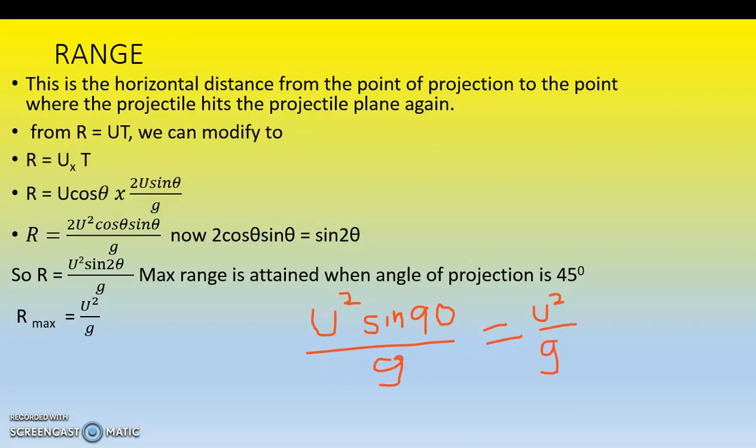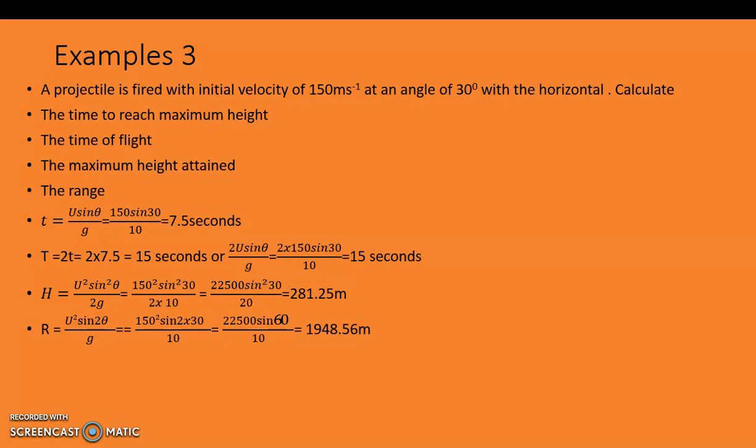Now to know maximum range and the formula for range, we can go ahead to solving questions under projectiles when the angle of projection is involved. So example 3. A projectile is fired with initial velocity 150 meters per second at an angle of 30 degrees with the horizontal. Calculate: 1, the time to reach maximum height. Number 2, the time of flight. Number 3, the maximum height attained. And number 4, the range.